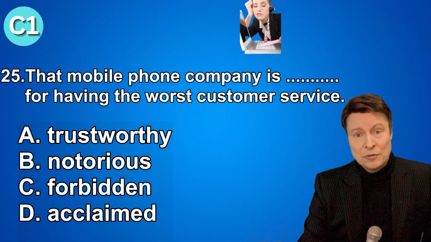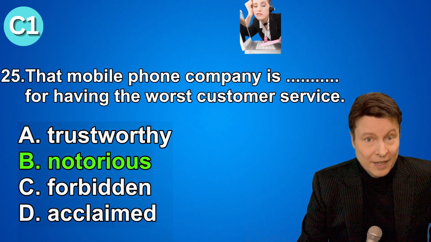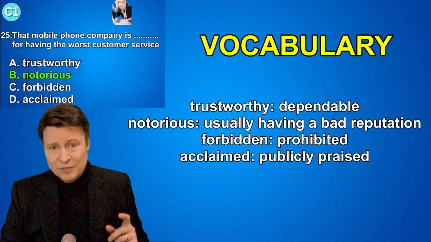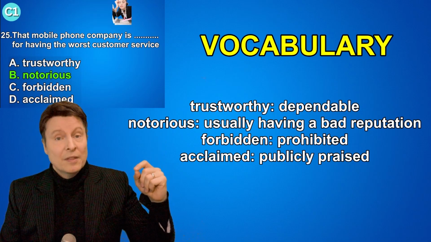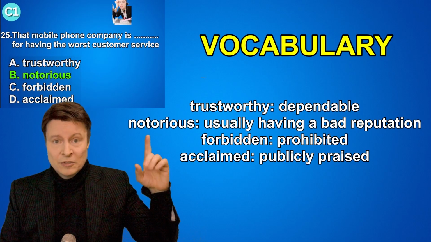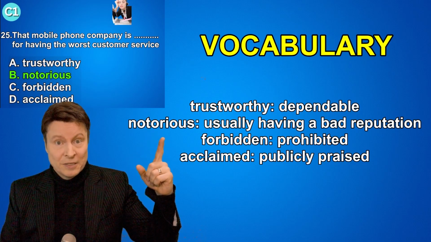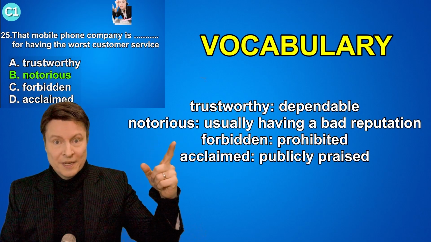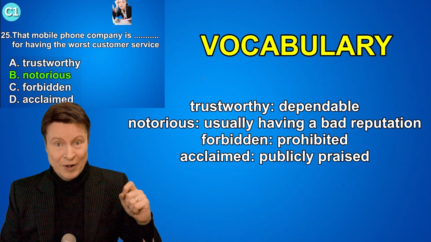And if you knew that the answer was notorious, that's very good. What is notorious in case you didn't know? Notorious is usually having a bad reputation. The others were good words too, so they're worth noting. So trustworthy is somebody who is dependable, reliable. Forbidden means prohibited. Acclaimed means publicly praised.